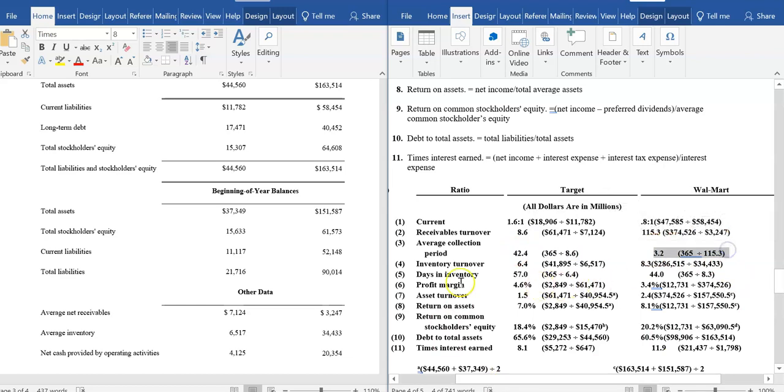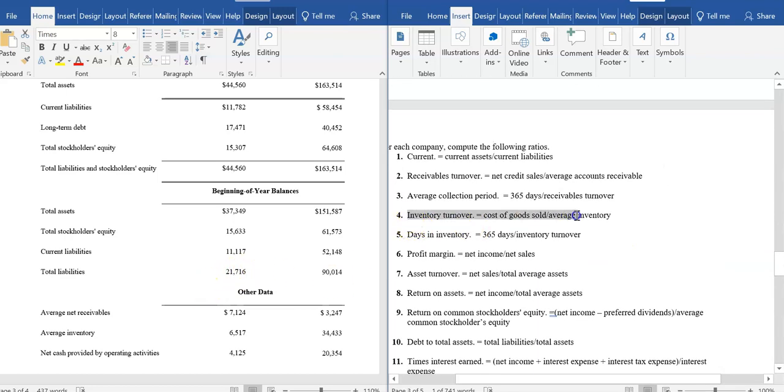What this is telling us is that the average time to collect on Walmart's receivables is 3.2 days, whereas Target's is 42.4. So it appears that Target is a little less efficient in collecting on their receivables than Walmart.